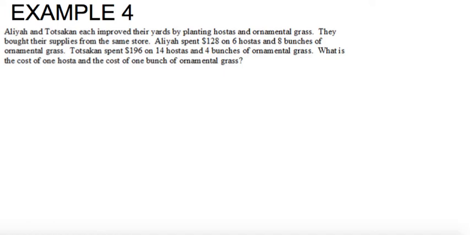So we need to highlight key information first. We know that Aaliyah spent $128 on 6 hostas and 8 bunches of ornamental grass. And then we know that Tatsukan spent $196 on 14 hostas and 4 bunches of ornamental grass.